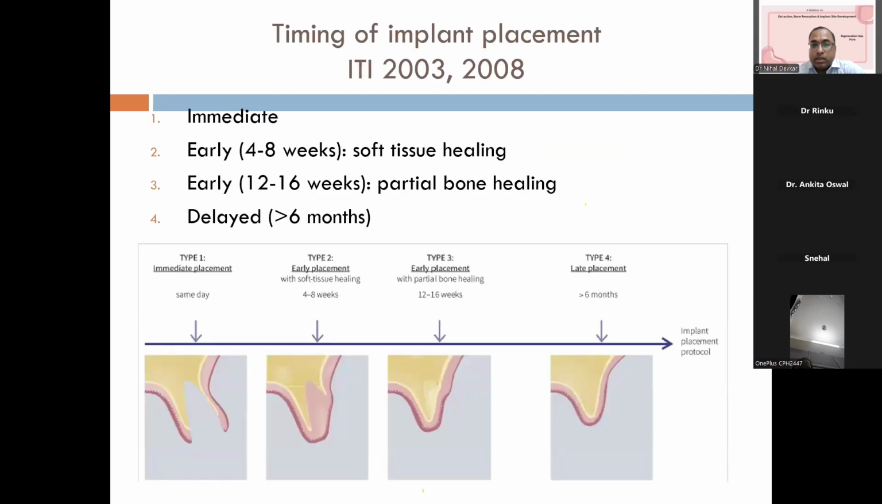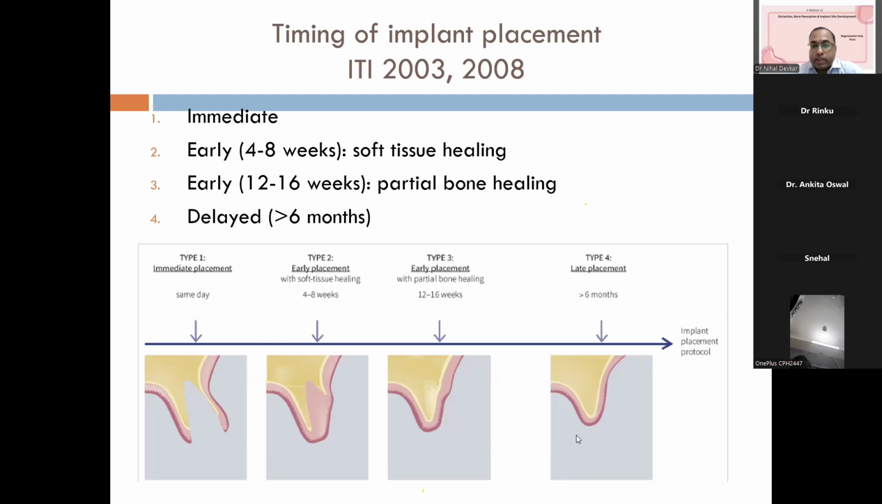Similarly, there is a society known as ITI, the International Team of Implantologists, that has given a classification of implant placement. Again, this is based on the healing of the sockets. They have classified it into immediate implant placement, that is on the same day of the extraction; early implant placement, within 4 to 8 weeks, where the majority of soft tissue healing has happened; then further early, somewhere around 12 to 16 weeks, where you have partial bone healing; and delayed, where there is more than 6 months of healing.